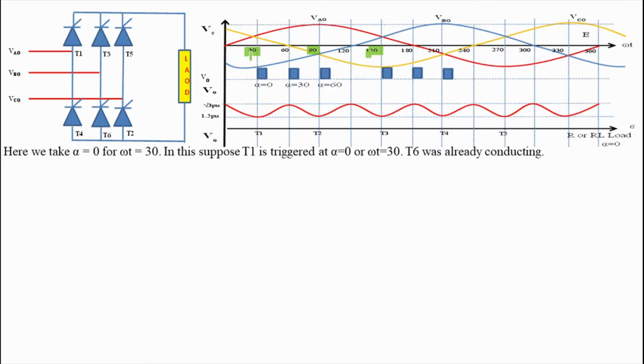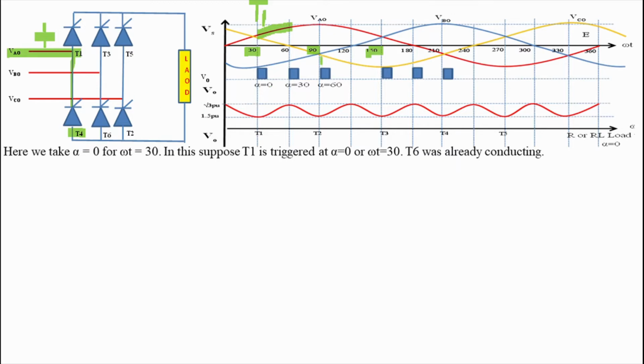So now see, after omega t equal to 30, we can see that VA0 is the most positive waveform. And this VA0 is applied to the anode of thyristor T1 and cathode of thyristor T4. So this positive potential will make thyristor T1 forward biased and thyristor T4 reverse biased, because it is applied to the anode of thyristor T1 and cathode of thyristor T4. So here we will only trigger the forward biased thyristor, and here forward biased thyristor is thyristor T1. So we will trigger thyristor T1 at omega t equal to 30 degree.